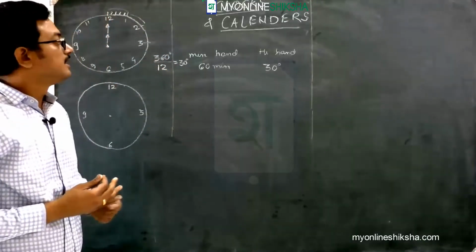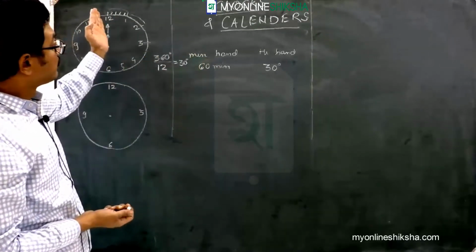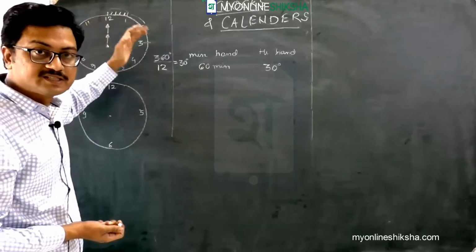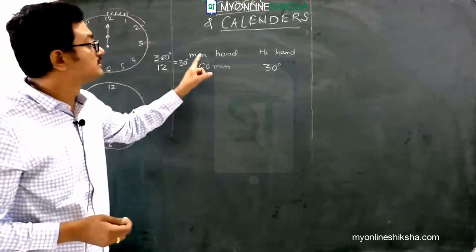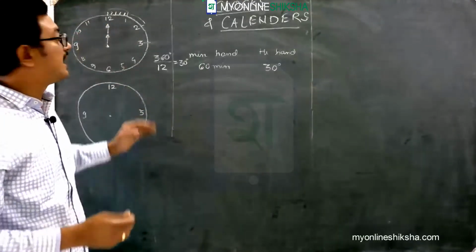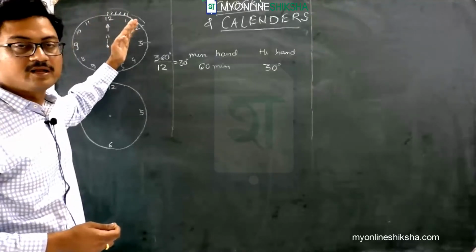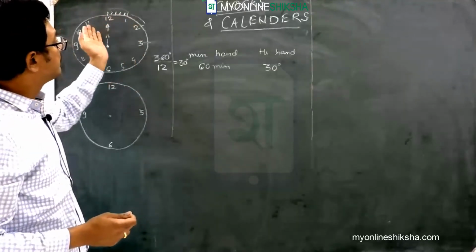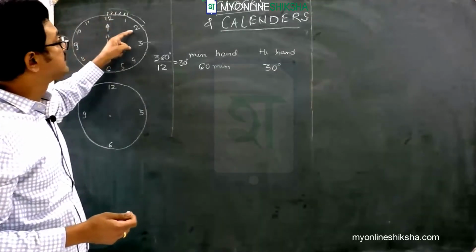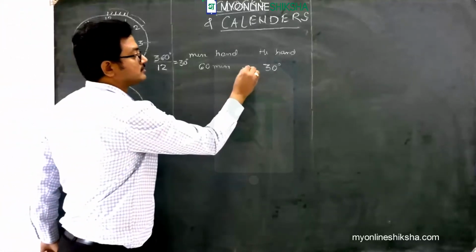But we are not going to use it. We are going to use this ratio, that when the minute hand rotates through 360 degrees, it means that it travels 60 minutes. In the same time, the hour hand travels through 30 degrees, that is, it travels from 12 to 1. Again in the next 1 hour, when the minute hand rotates through 60 minutes, the hour hand travels 30 degrees, 1 to 2. So this is the ratio which we are going to use.